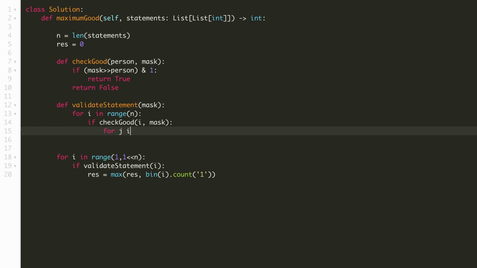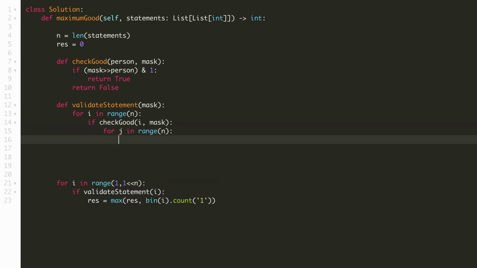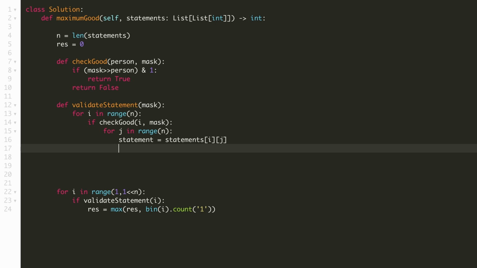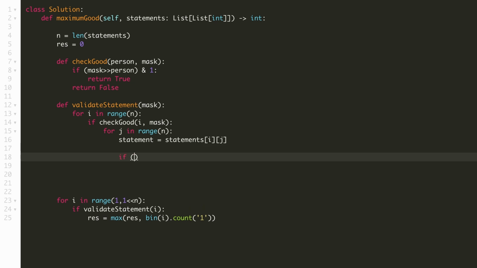Hence, we would retrieve all his statements, and since he would have made n statements about n different people, we would start a loop. Here j represents the person on which person i has made the statement. So let's look at that statement. Now let's try to find contradictions in the statement. There can be two types of contradiction as we had discussed. The first contradiction is when person i has stated that person j is a bad person, but person j is a good person according to our mask.